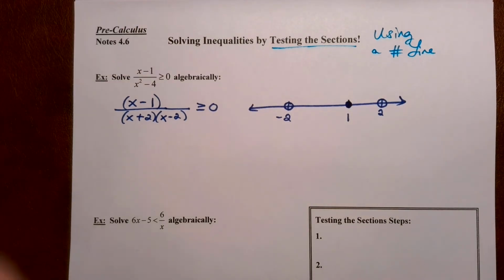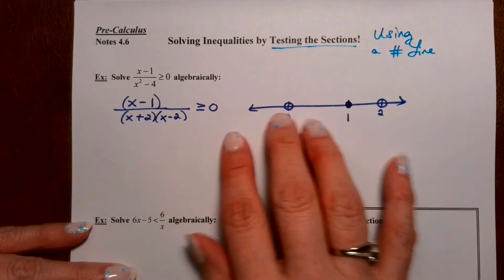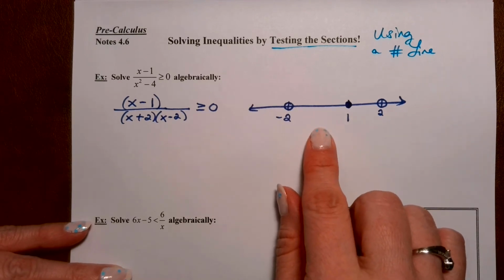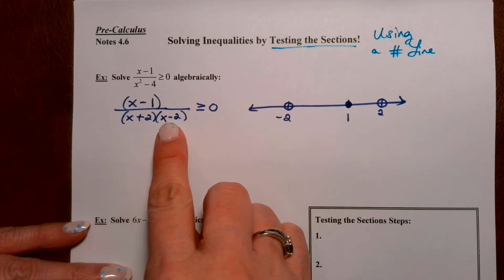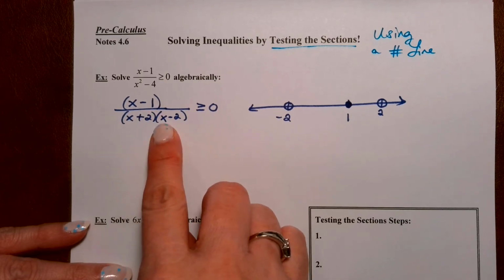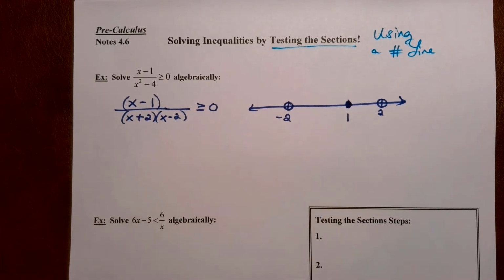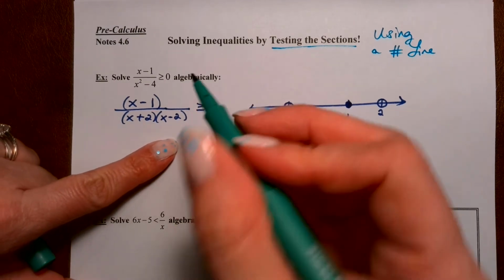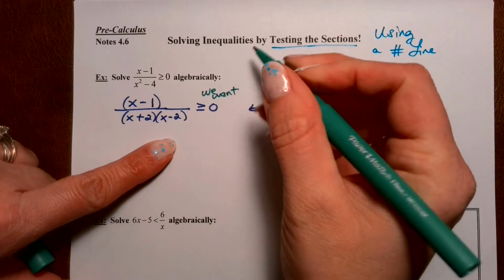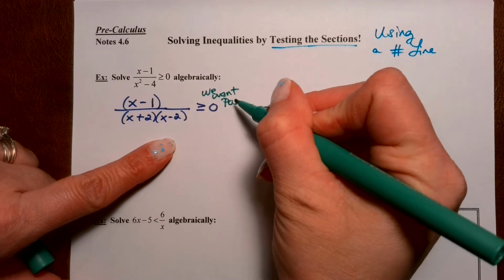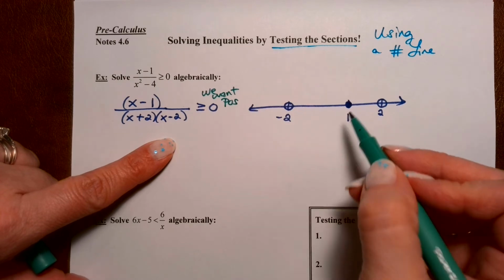Now I'm going to test these sections. Notice I did not put 0 on the number line. That's not a critical value. 0 is allowed into this problem, and it would calculate. You only put the critical values. Now, this problem says greater than or equal to 0, so we want positives. And I'm going to test the sections.